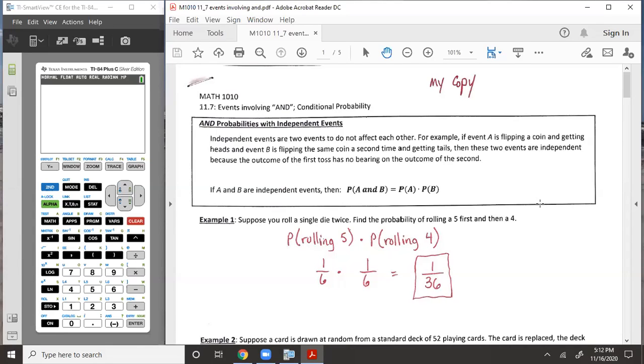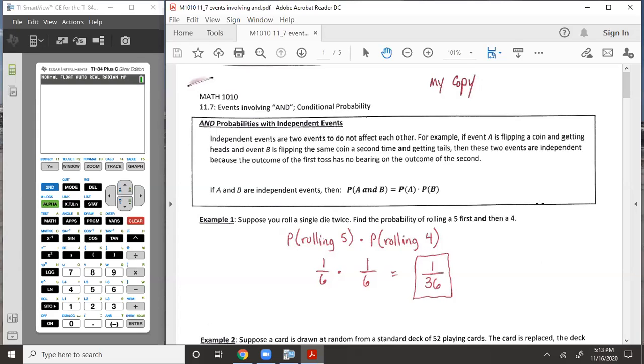In this video, we will learn how to find the probability of events involving the word "and" and probabilities with independent events. Independent events are two events that do not affect each other. For example, if event A is flipping a coin and getting heads, and event B is flipping the same coin a second time and getting tails, then the two events are independent because the outcome of the first toss has no bearing or effect on the outcome of the second toss.